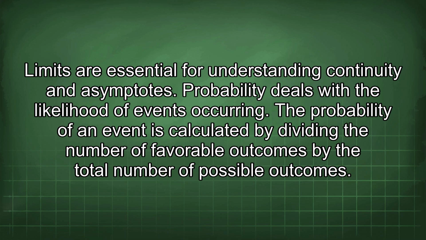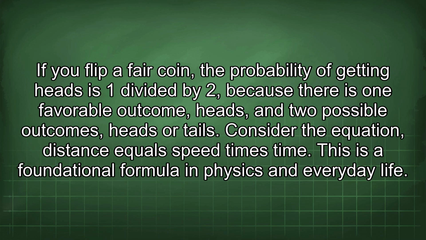Probability deals with the likelihood of events occurring. The probability of an event is calculated by dividing the number of favorable outcomes by the total number of possible outcomes. If you flip a fair coin, the probability of getting heads is 1 divided by 2, because there is one favorable outcome, heads, and 2 possible outcomes, heads or tails.